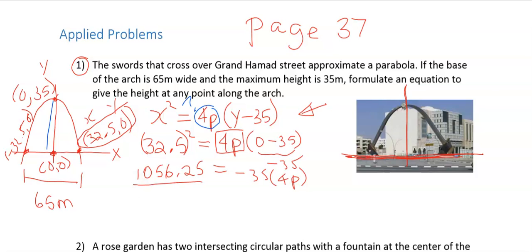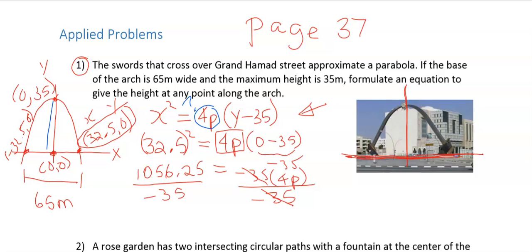But watch what happens now when I divide both sides by negative 35. I think I'm going to get my value of 4p. And it's 4p I want, because 4p is what's going to go into my parabola. You see the equation of my parabola. So I'll take that 1056.25. I'll divide that by negative 35.